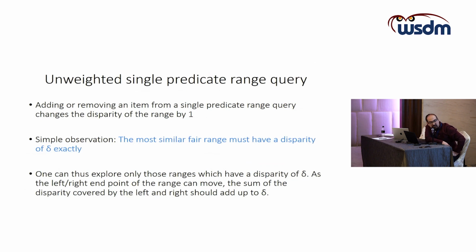Okay, in the interest of time, I'm going to focus only on one specific case where it is unweighted and I only have one predicate, right? So I'm looking into single predicate range queries and the case that is not weighted. One important observation in this case is that the output is going to be a range that has a disparity of exactly delta. So the question is to find a difference ratio of at most delta, but it turns out that the most similar one has a disparity of exactly delta. Okay, so that's the first observation.